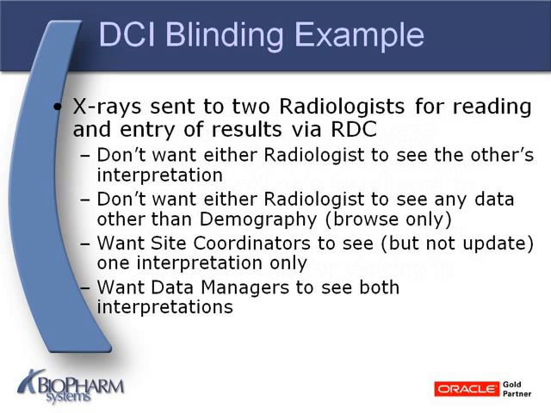Now let's look at an example very quickly. Let's say we have a study where x-rays are sent to 2 different radiologists for reading and entry of the results via the remote data capture system. We don't want either radiologist to see what the other is doing. We don't want them to see each other's interpretation of the x-rays. And we don't want either radiologist to see any data other than the demography data, and then that data should only be available to them in a browse mode. We want our study coordinators to see, but not update, one interpretation only. The other interpretation they're going to be completely blinded to. And we want our data managers to see both interpretations.